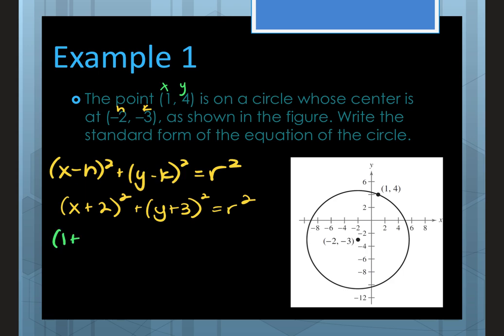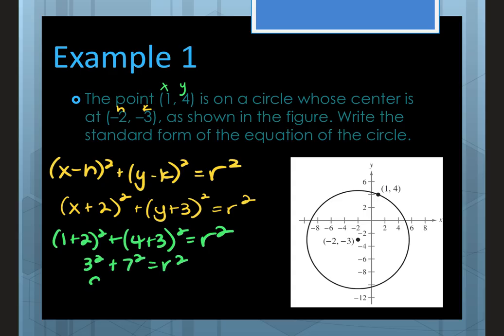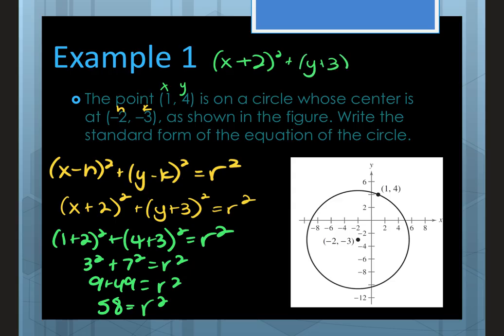So now I'd make (1 + 2)^2 + (4 + 3)^2 = r^2. So I get 3^2 + 7^2 = r^2. 9 + 49 = r^2, and r^2 is 58. If it had asked for the radius, I would have to square root it. But it doesn't. It just wants the full equation, which means I literally use (x + 2)^2 + (y + 3)^2 = 58.